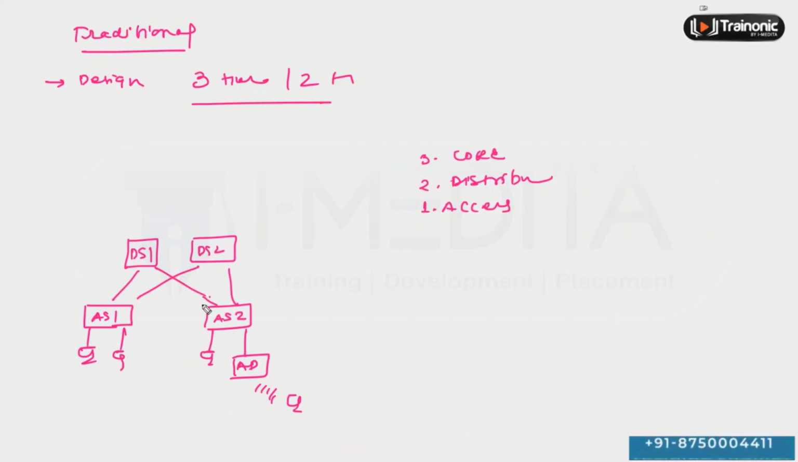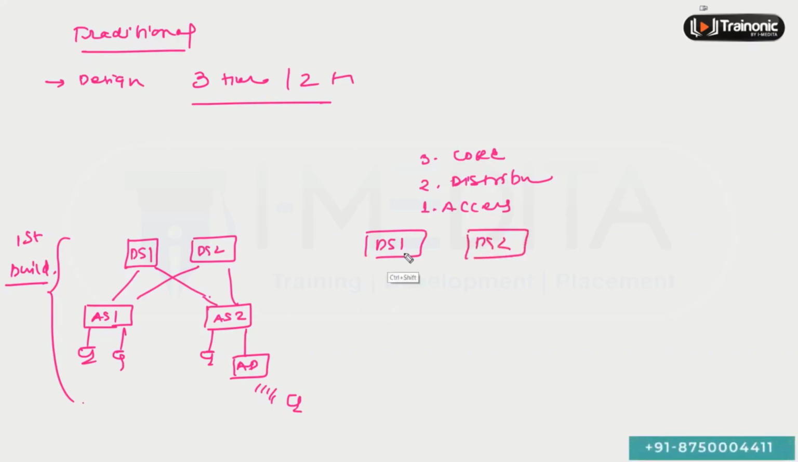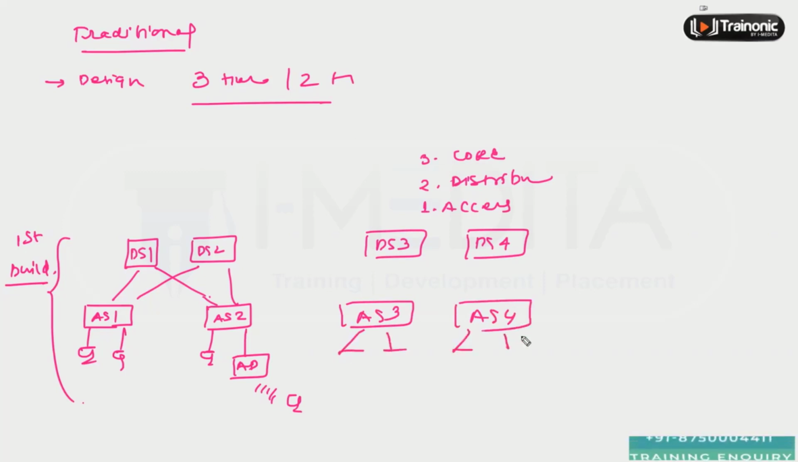Now, if there is a similar type of structure, let's say this is in one of the buildings. If this is the first building of some campus network, and let's say there is a similar type of building here as well, with distribution layer switch 3 and 4, and access layer switch number 3 and access layer switch number 4. We have some users connected here as well.